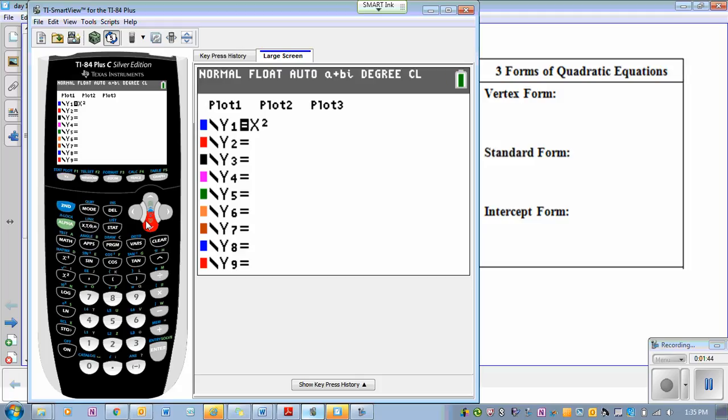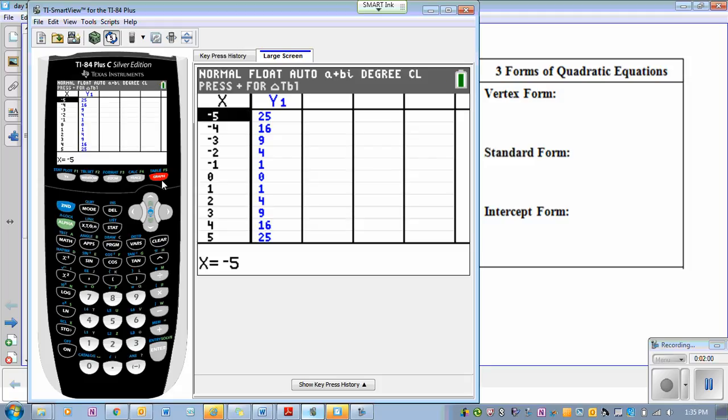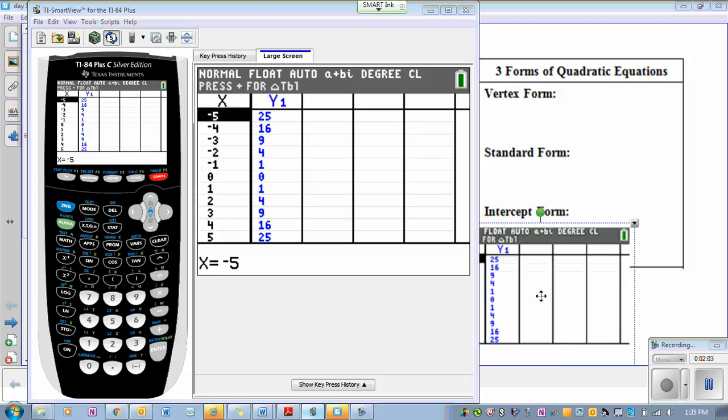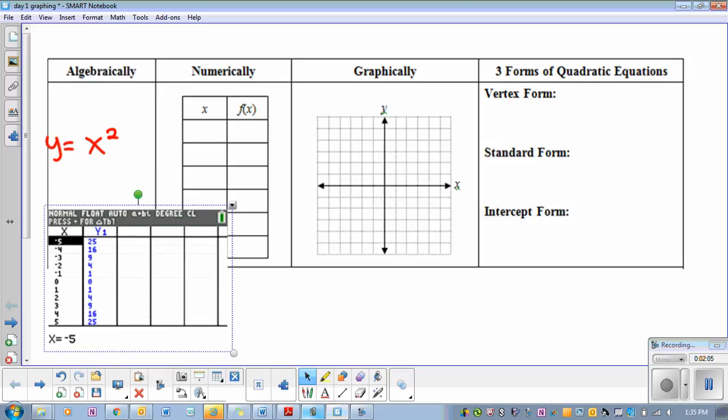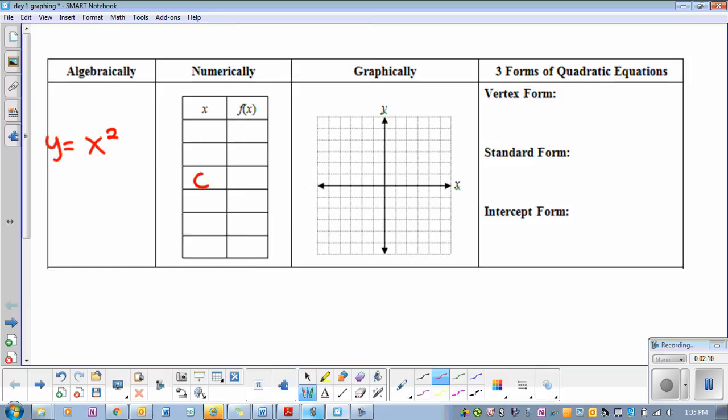So y equals x squared. If I want to graph this, you can go to second graph to get your points. Here are some points. Actually, I don't need this. I'm going to ask you guys. So I can do 0, 1, 2, 3, -1, -2, -3. Those are my standard x values for when I graph.